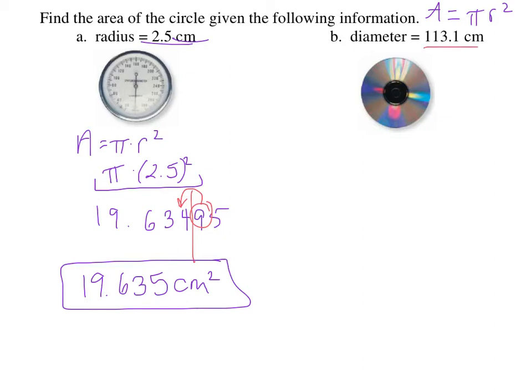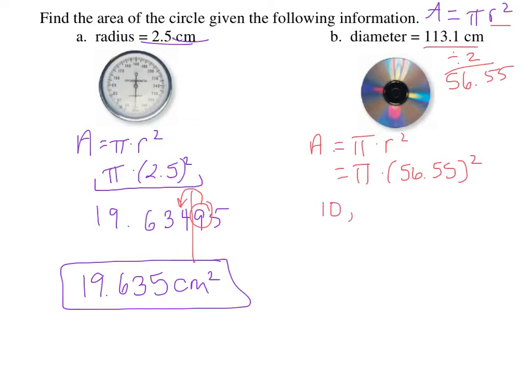So for the next picture, we have our diameter is this. So notice we need to use the radius in our equation, so we need to divide it by 2. So when I divide it by 2, I get 56.55. So when I plug that in to my equation for the area, I get pi times 56.55 squared. Remember, type that all in your calculator at once, and I get 10,046.507, and that's exact. I don't have to round in this one, so I can immediately put my centimeters squared at the end.